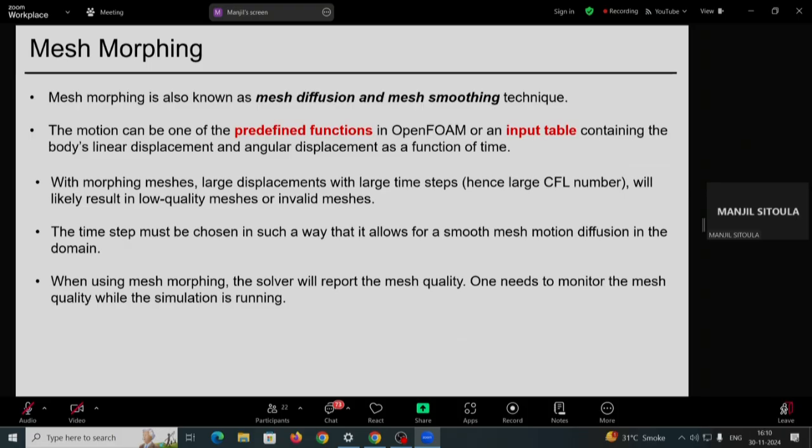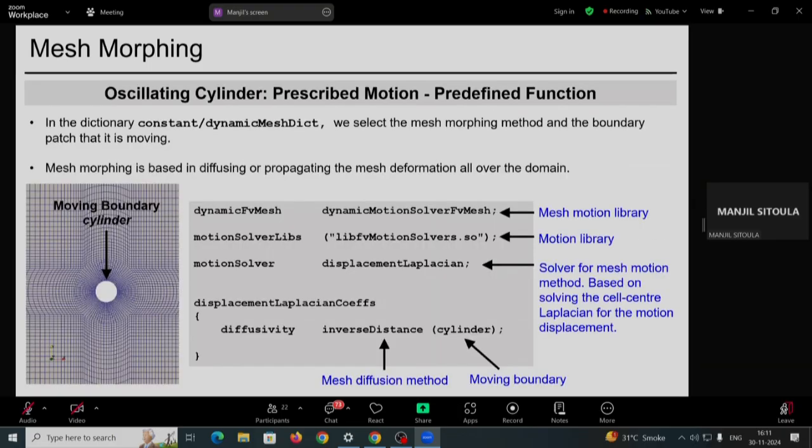Oscillating cylinder. This is the case of the oscillating cylinder. Here we can see that the mesh motion library used is the dynamic motion solver FV, and the motion solver library is libfvMotionSolvers.so. And the motion solver we use is displacementLaplacian.